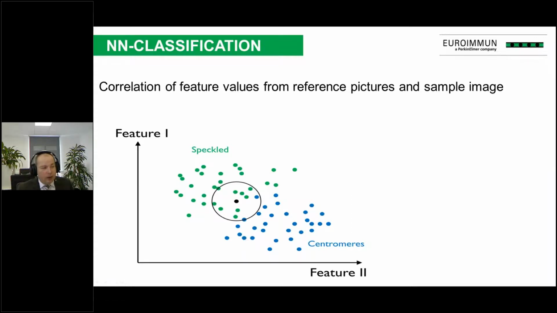It means we are very sure all these green points are speckled, and the feature 1 will be in this area. And all of these blue points are centromere. And for feature 1, it will be this area, and feature 2, this area. The black point is our new unknown cell. And we are just looking with the distance formula, what is your nearest neighbor? And in this case, the nearest neighbors are green. It means it should be speckled.